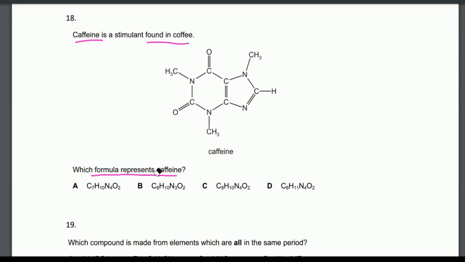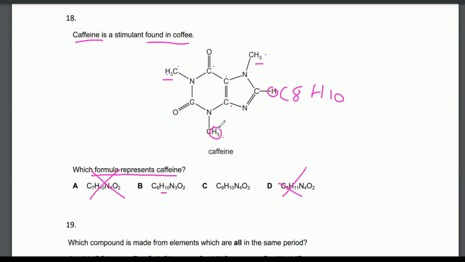So first of all, let's see, does it have 7 or 8 carbons? The answer A has 7 carbons, B, C, and D, 8. So this has got 8 carbons when you count them up. So A is definitely wrong. Now, does it have 10 hydrogen? That will mean it's B or C. If it has 11, it's D. It does have 10 hydrogen, so we can get rid of D.